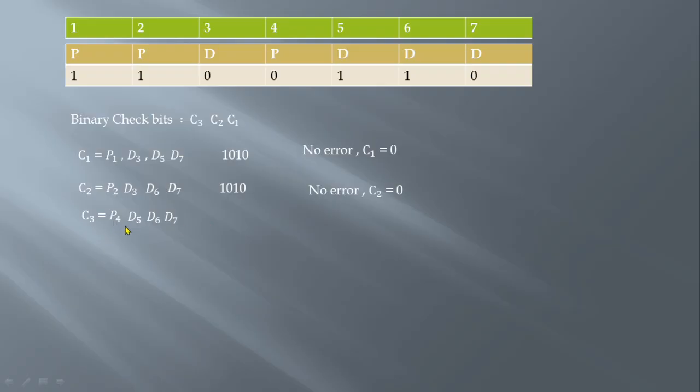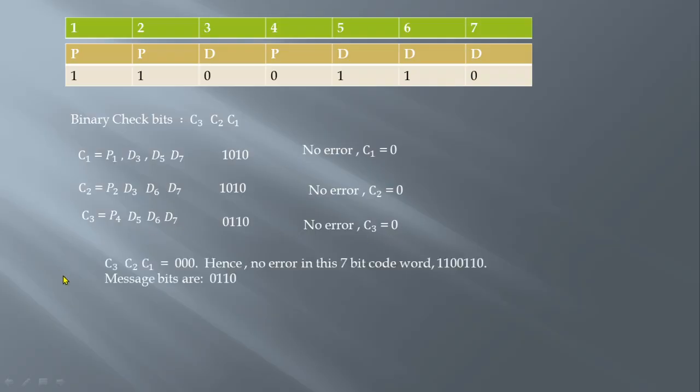C3, starting from the third parity bit, that is P4. We have to consider the 4 bits. Those are 0, 1, 1, 0. Here also an even number of ones, so there is no error in C3. That C3 equals 0. When you write the code word C3, C2, C1, it is 0, 0, 0, hence no error in this 7-bit code word. So the received code is the correct data.